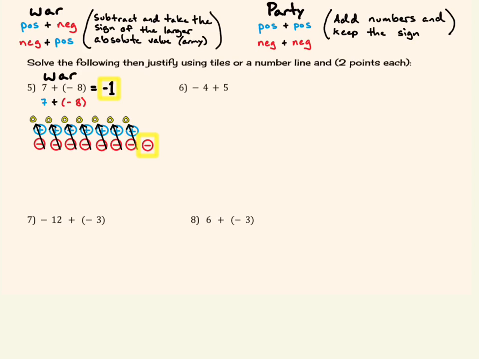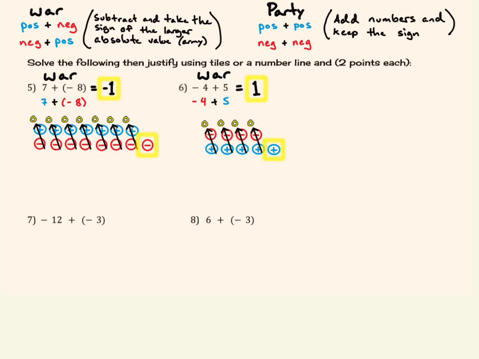For number 6, I have -4 and +5. This is a war again. And I can draw out my 4 negatives and 5 positives. The negative and positive cancel each other out, or we could say kill each other off. And I'm left with 1 positive left. So I end up with +1.